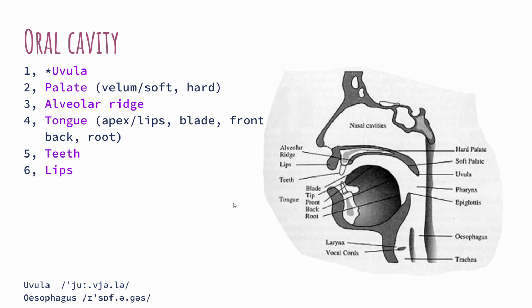Now let's look at the oral cavity. The oral cavity includes the uvula and the palate. The palate divides into the velum, or soft palate, and the hard palate. It also includes the alveolar ridge, the tongue, the teeth, and the lips.